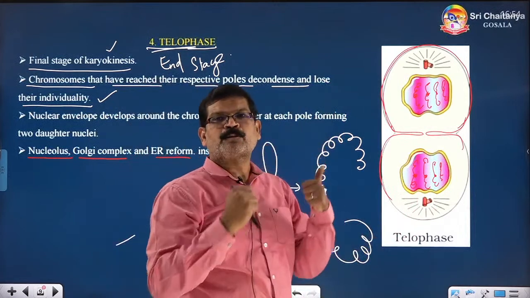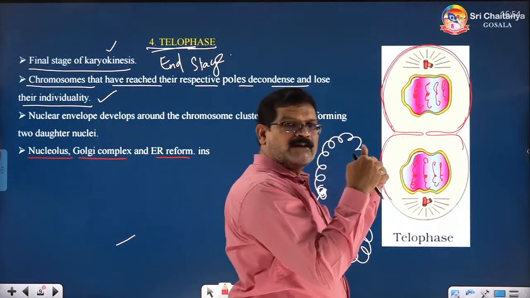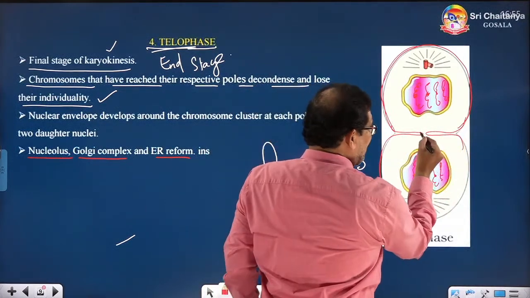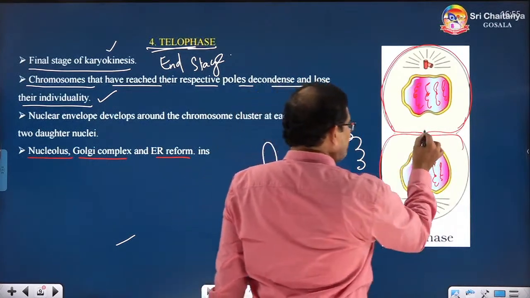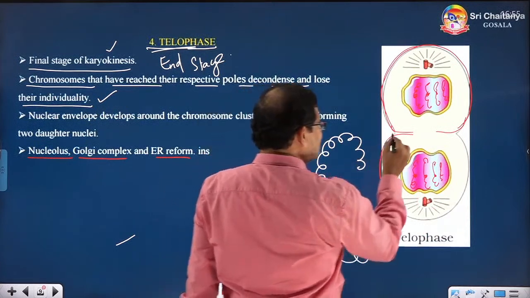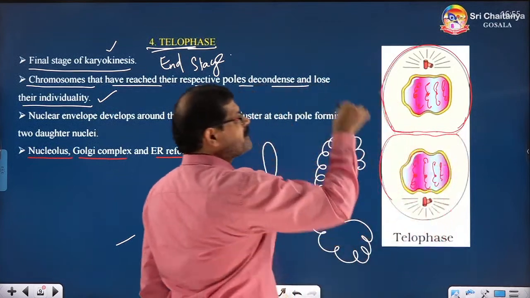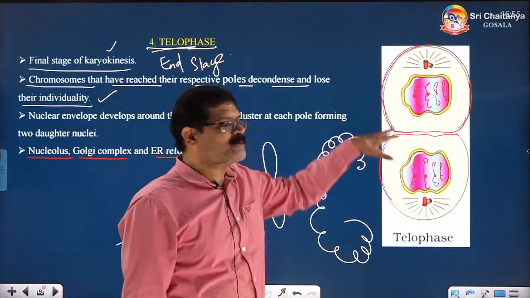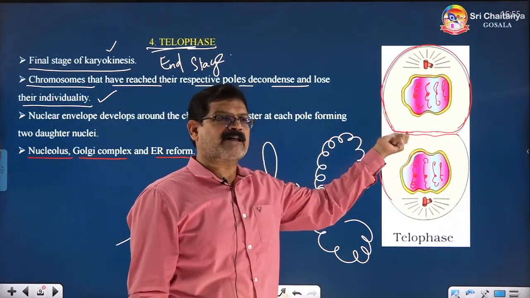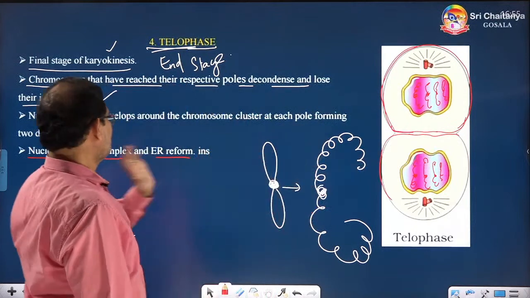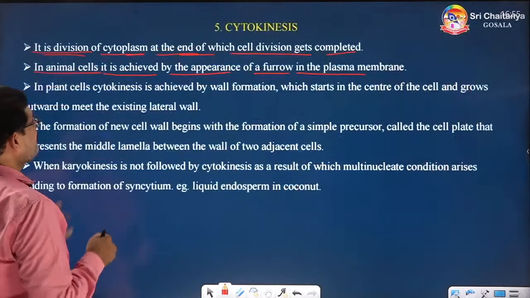The furrow gets deeper, and here the repairing is done, and the single cell that was there previously now becomes two daughter cells. This is called cytokinesis. Previously it is one, now it has become two. It has become separated. This is a very important point you have to notice, which happens in the telophase.